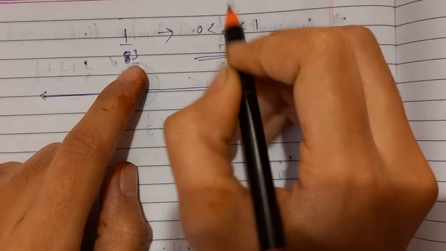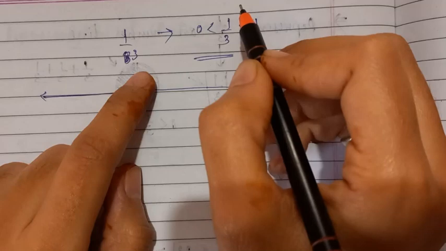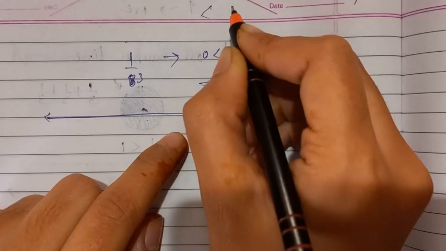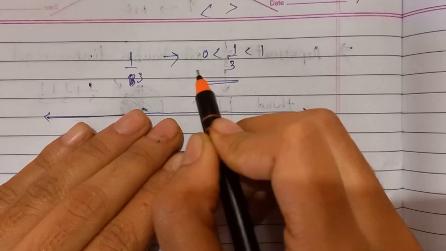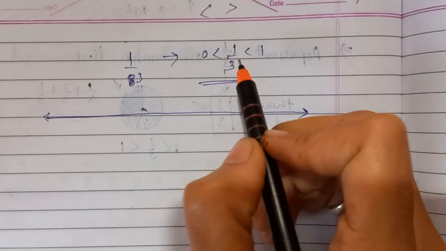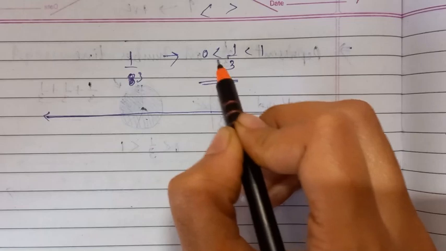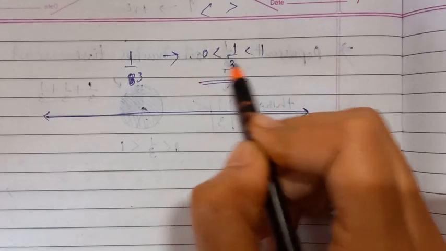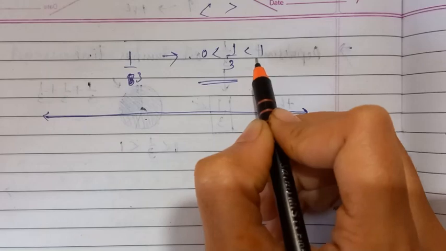It means that 1 by 3 is greater than 0. And if you can't remember what greater than and less than mean, whether it is less than 0 or greater than 0, you can remember it like this: the big mouth of the inequality is toward 1 by 3, so 1 by 3 is bigger than 0. And here the closed mouth is toward 1 by 3, so it is less than 1.